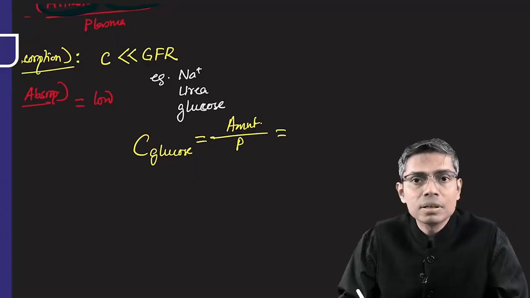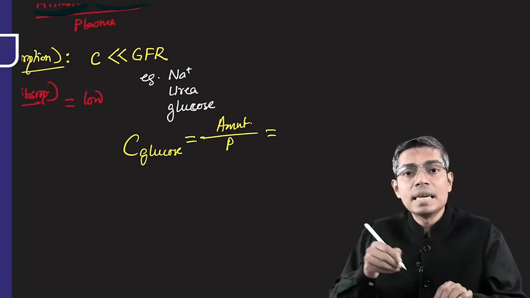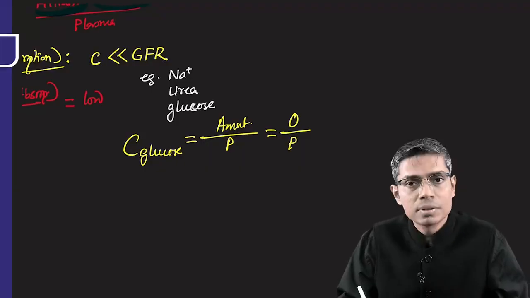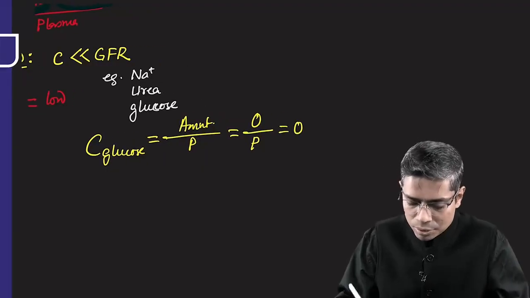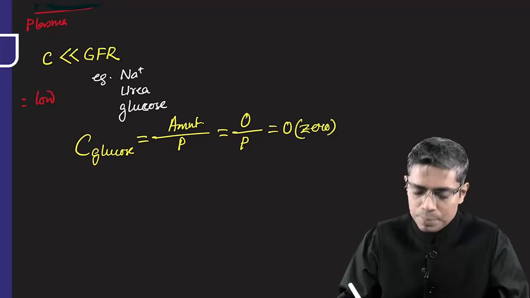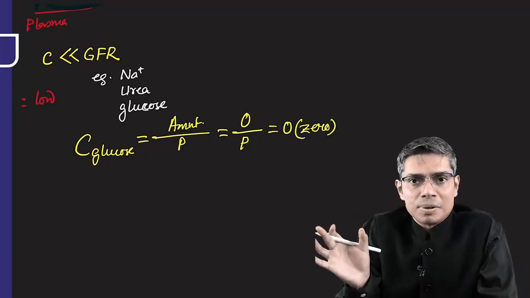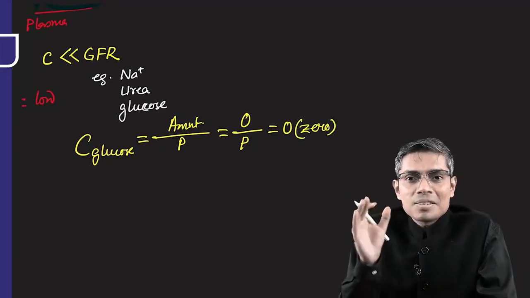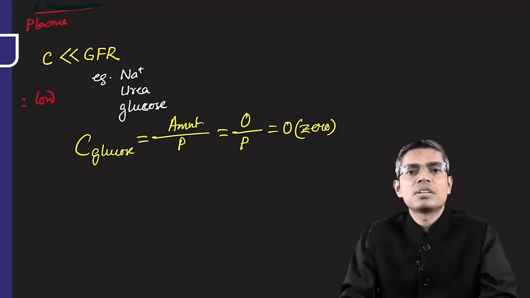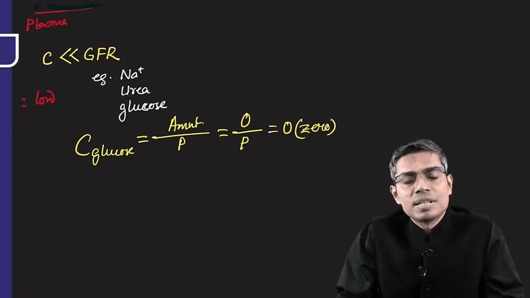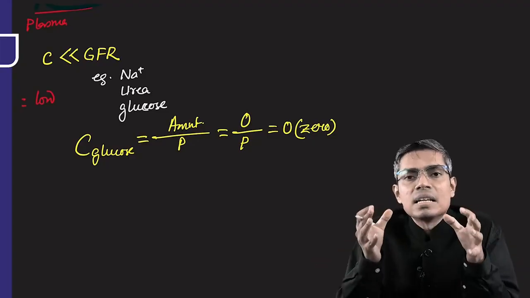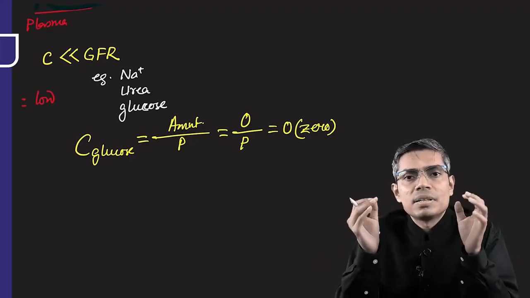What is the amount of glucose in the urine in case of a non-diabetic person? 0. No glucose. So 0 upon P is equal to 0. That's why we say that the clearance of glucose in a non-diabetic person is equal to 0. Okay. This does not mean that there is no filtration of glucose. There is filtration, but after filtration, 100% of glucose is getting reabsorbed at the level of proximal tubular epithelial cell.